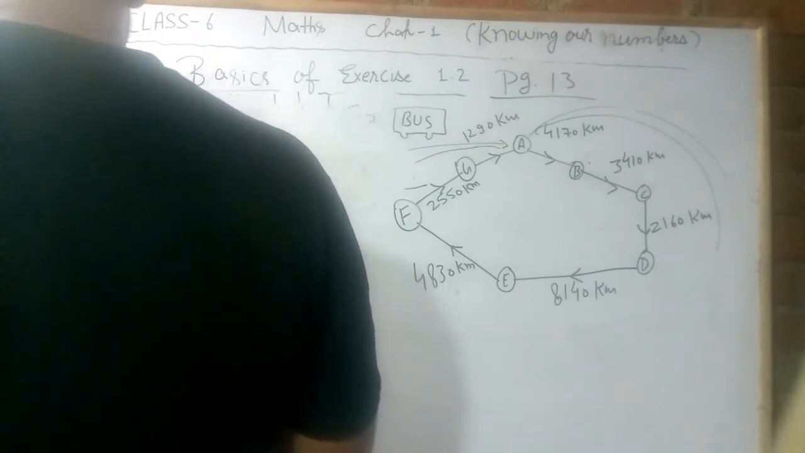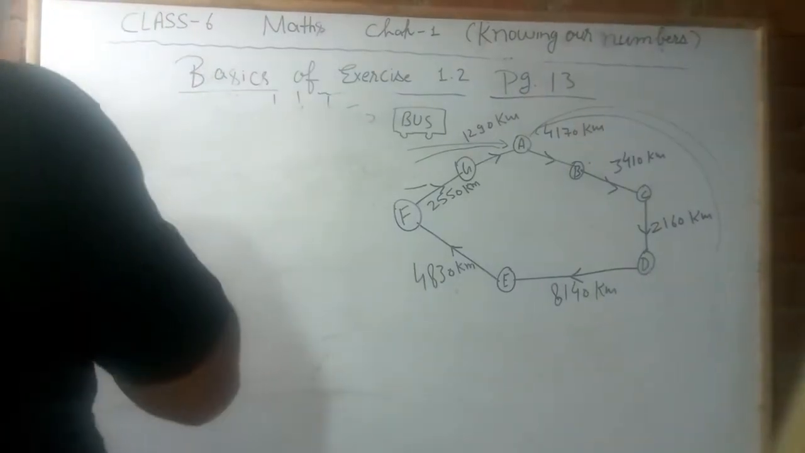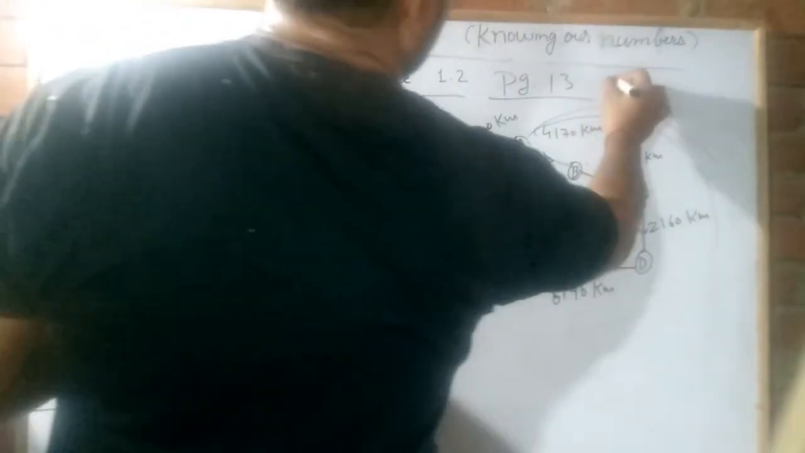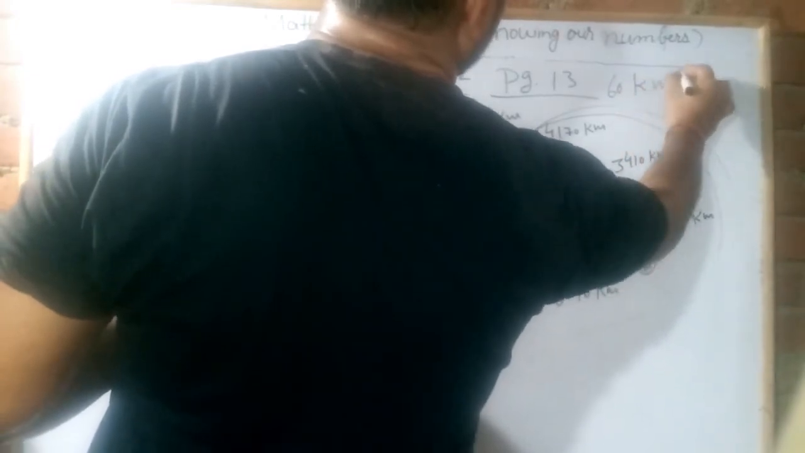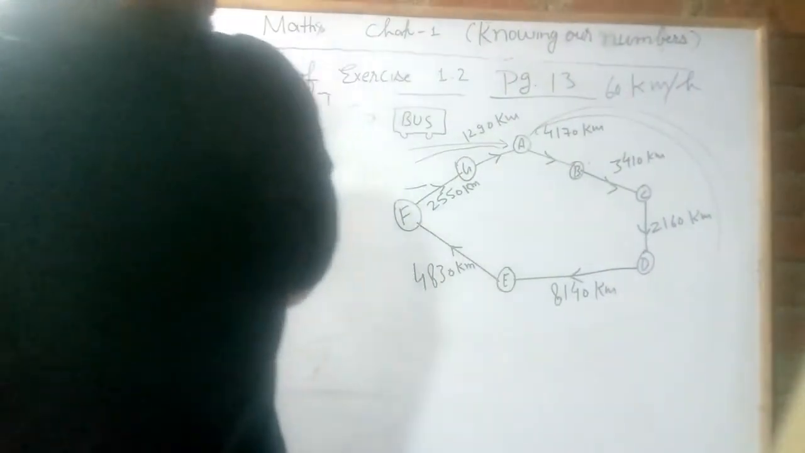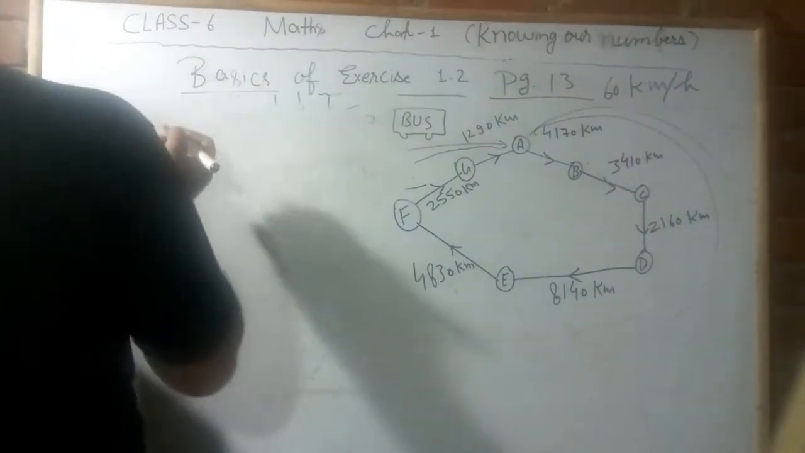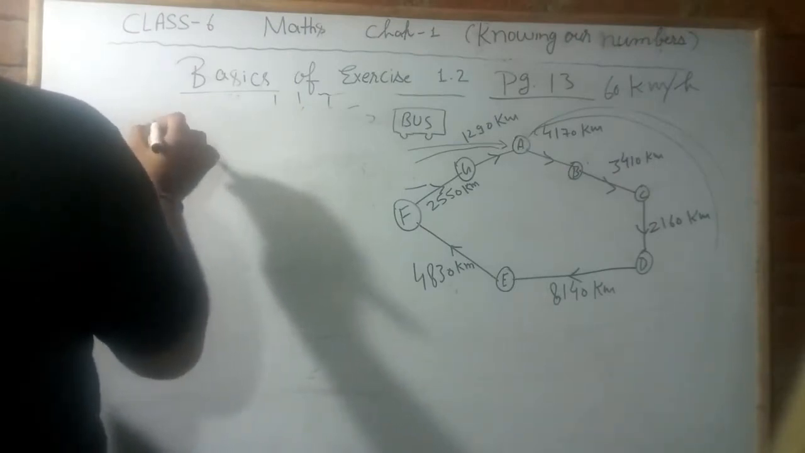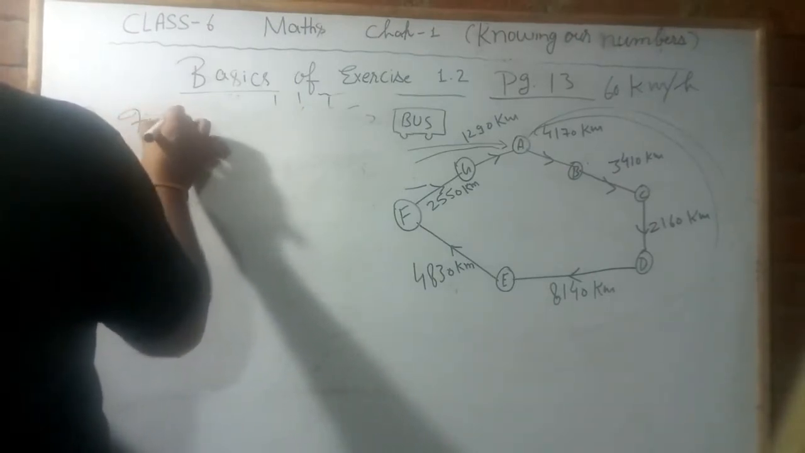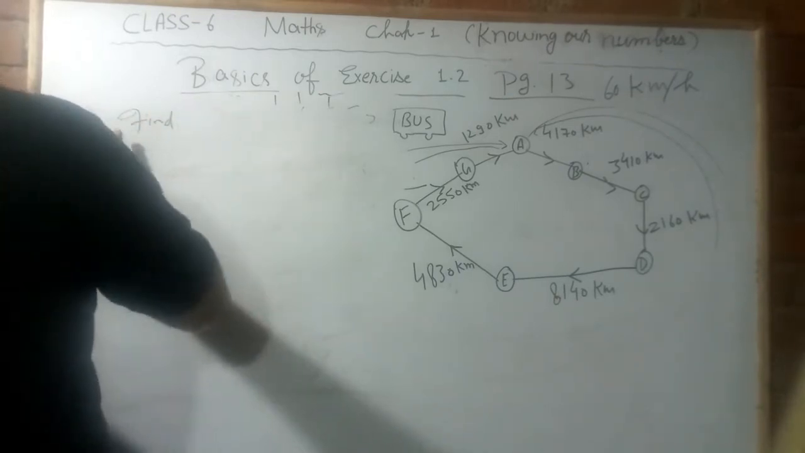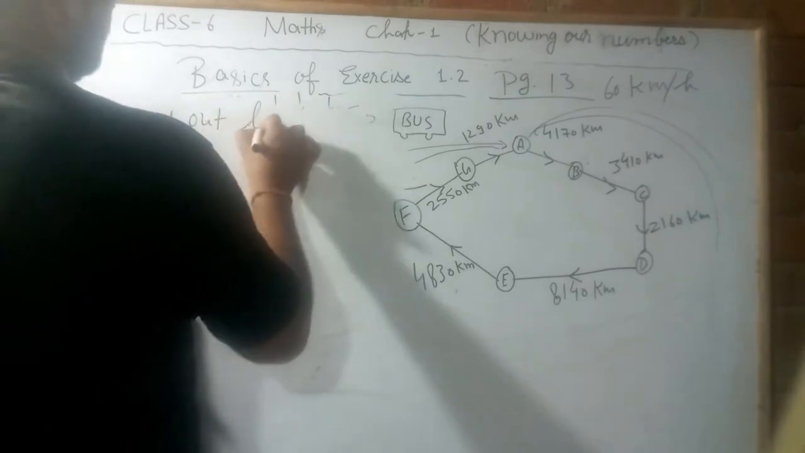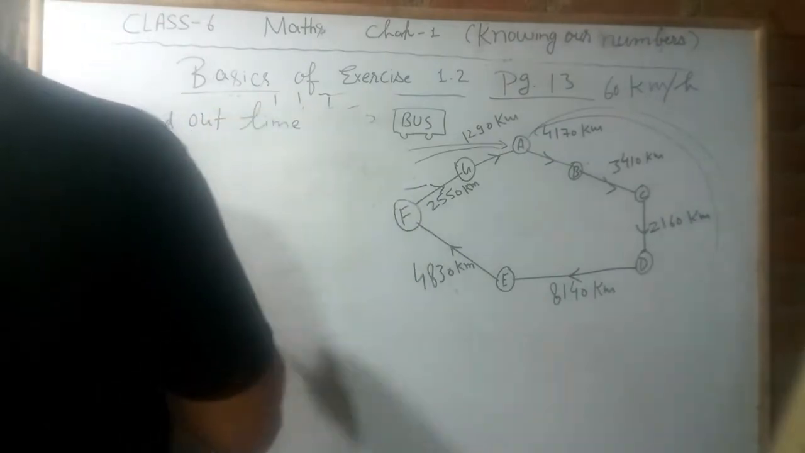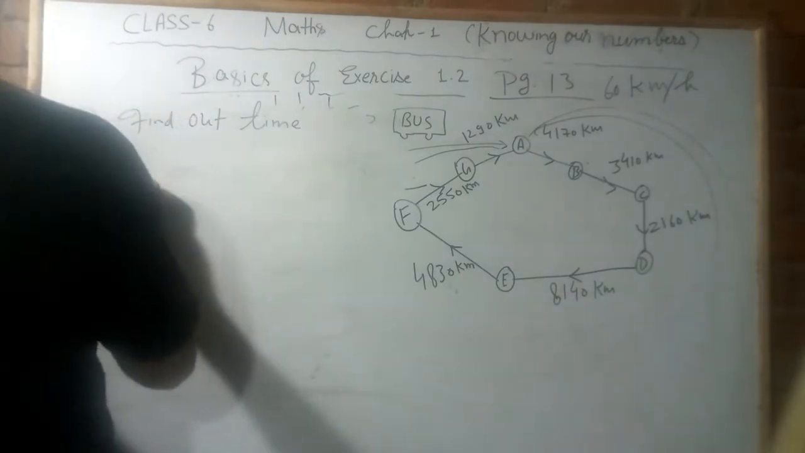Find out the time taken by the bus. See, speed is given, 60 km per hour. So we have to find out the time. Find out the time. The question is changed. It's E. Find out the time. First we have to find out for A to B.